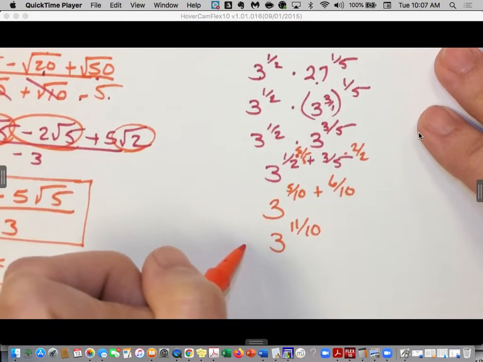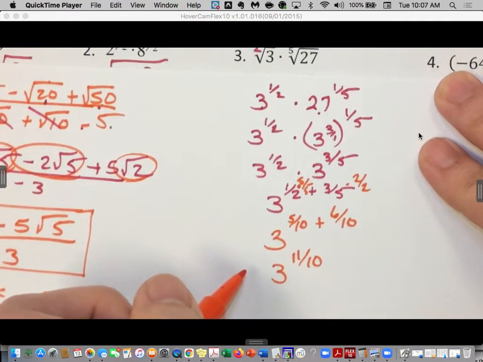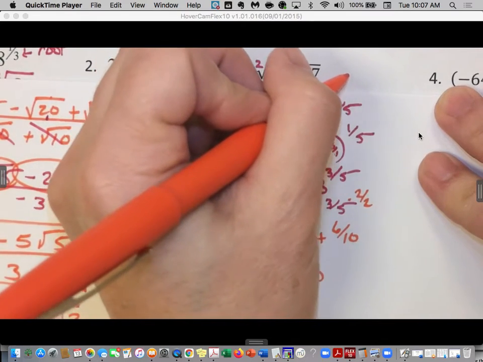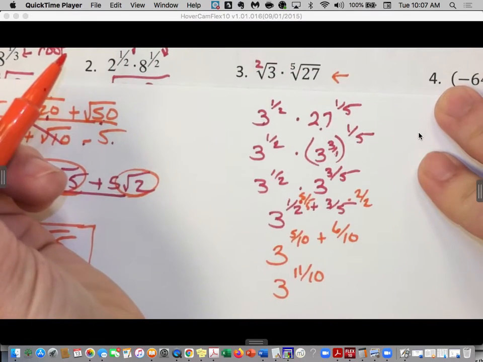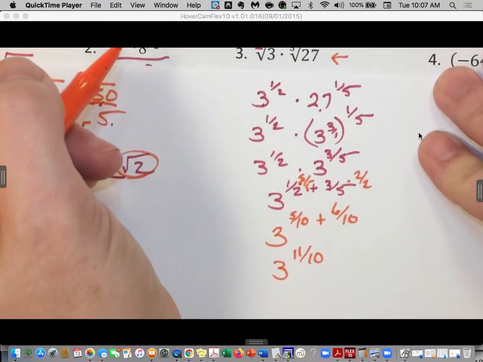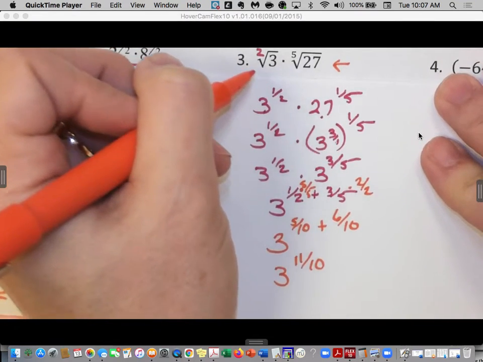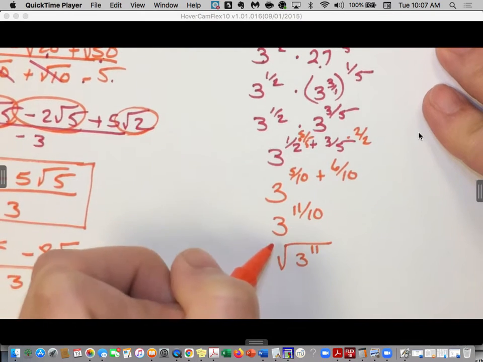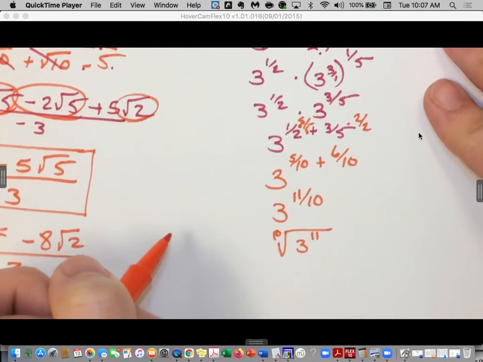I will take that, but in math, just know that it is common policy in upper level courses, whatever form you are given, that is the form you are expected to leave your answer in. So they gave radical form. We really should leave it in radical form. So remember power, and there's my root, okay?